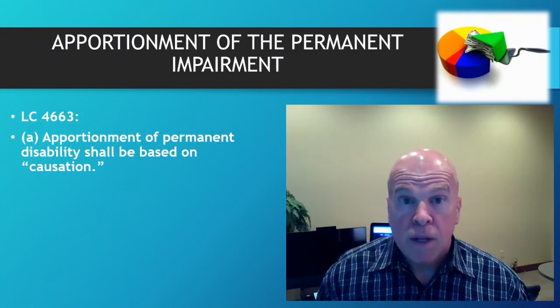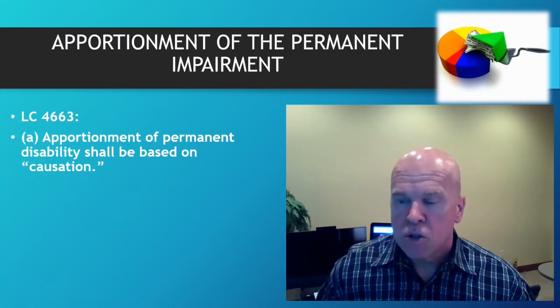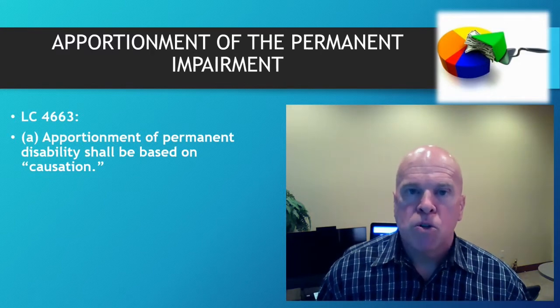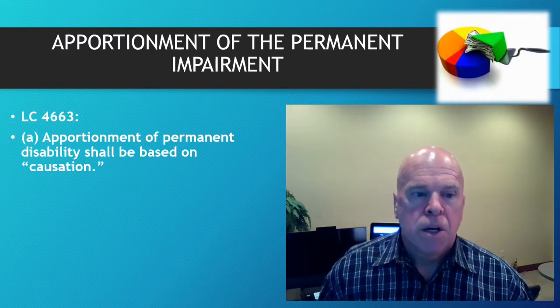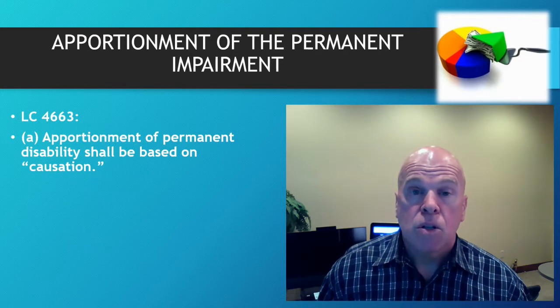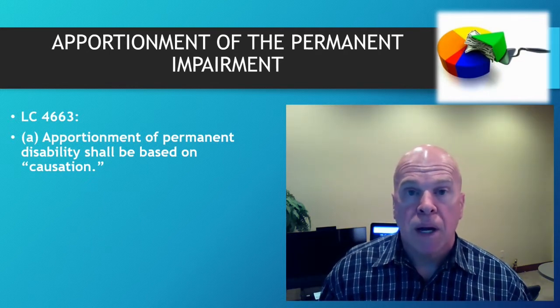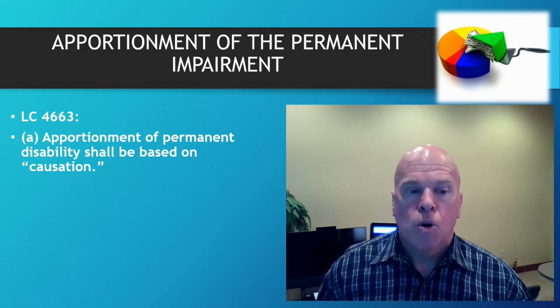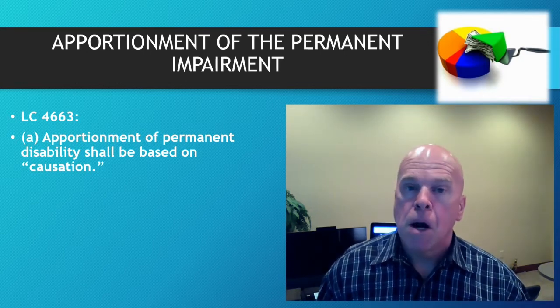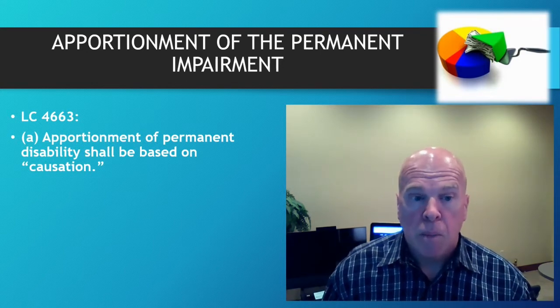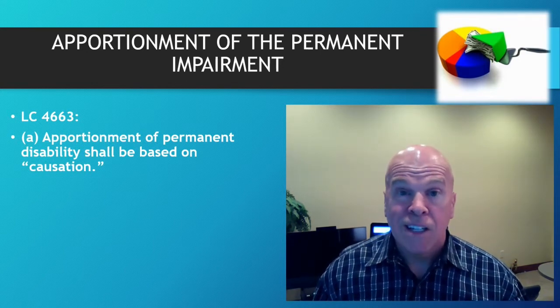4663, and this was new language in 2004, it told us that the apportionment of permanent disability, and for our purposes we can use the term impairment in place of disability because we don't comment on disability, we comment on impairment. So let's substitute the word impairment for disability. Apportionment of the permanent impairment shall be based on causation.